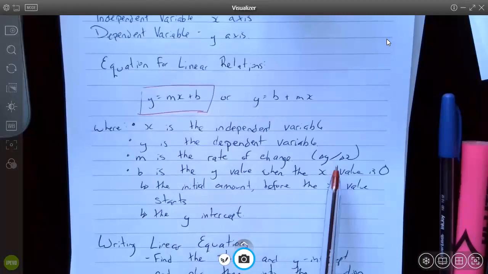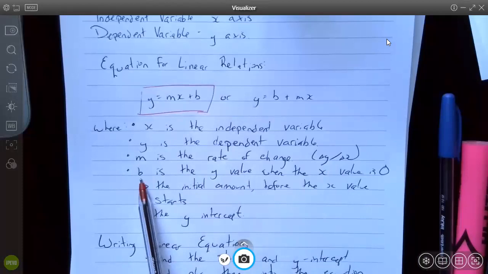And then the b is what the y value is when the x value is 0. It's also sometimes referred to as the initial amount because it is the amount of y before the x value starts. And on a graph, it is the y-intercept. So sometimes b is just referred to as the y-intercept.